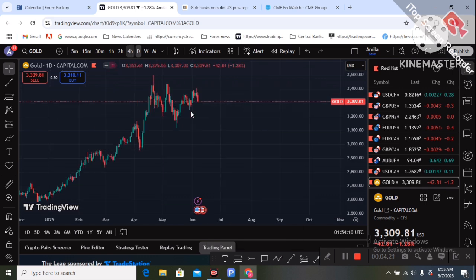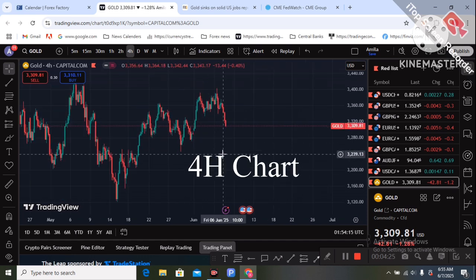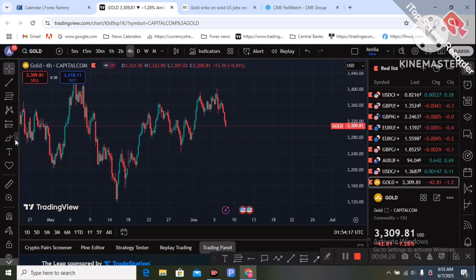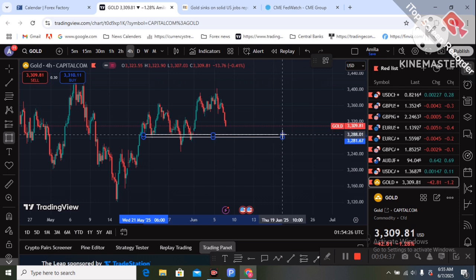So I am going to the 4-hour chart. What are the interesting levels you should watch for next week's gold trading? This is the 4-hour chart. I see this level as important next week. This is the interesting level I am seeing for next week.